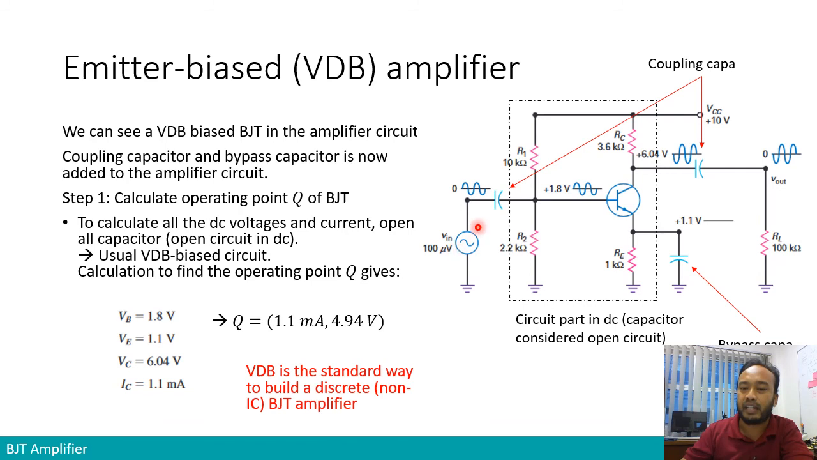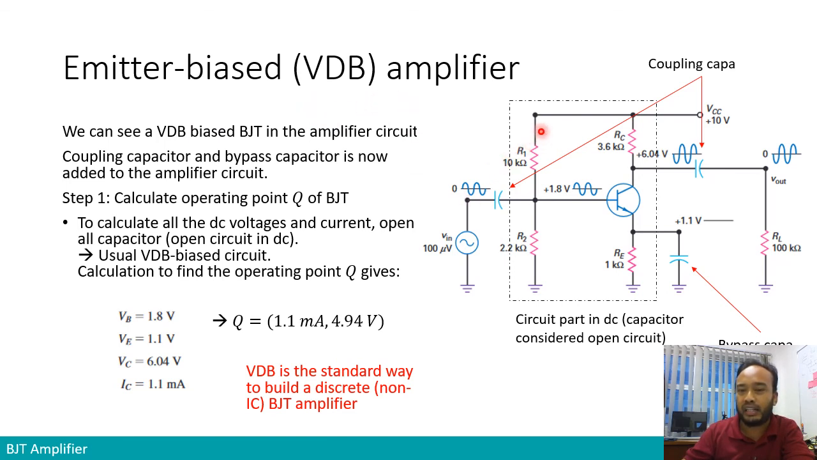So for example, if you have IB equals 1.8, that becomes 6.04. So that is a certain value of amplification, 6.04 divided by 1.8. The same goes for the amplitude of the sine wave. Instead of having 100 microvolts, it will have a certain value, which is the ratio, equal to 6.04 divided by 1.8. Okay, so that's in general the summary of how an emitter bias amplifier works.